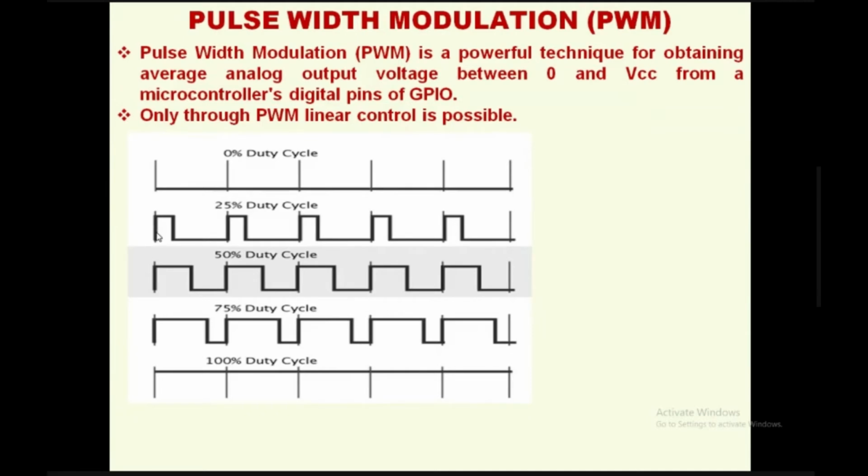செகண்ட் வேவ்ஃபார்ம் பார்த்தீங்கன்னா 0.25 செகண்ட் ஆன், 0.75 செகண்ட் ஆஃப். 25% டியூட்டி சைக்கிள்னா 250 மில்லி செகண்ட் ஆன், 750 மில்லி செகண்ட் ஆஃப்னு வருது.